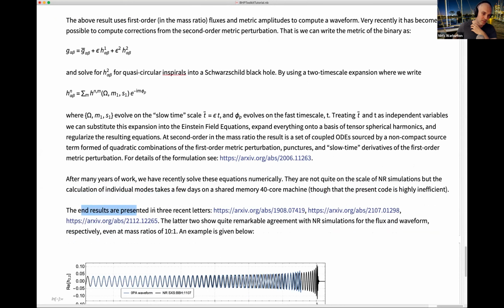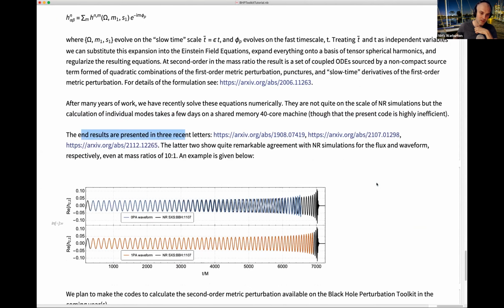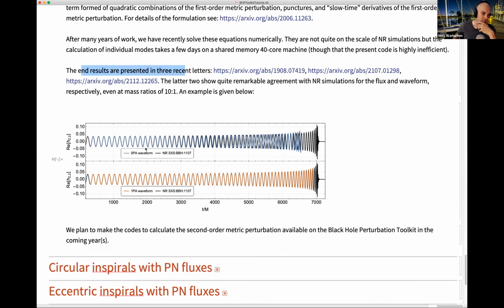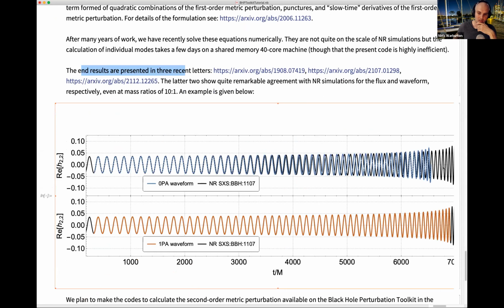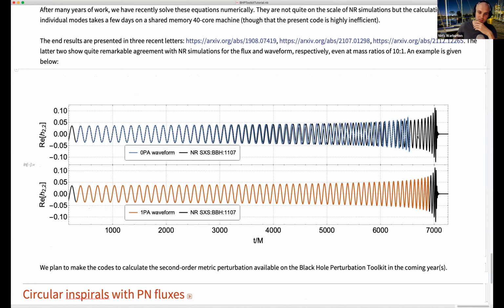If you're interested in this sort of stuff, then the results are presented in these recent letters. But just to give you a one figure summary, here is the comparison, it's expanded, between a numerical relativity waveform. Apologies, it's an SXS waveform in this case, but one done at Q equals 10. That's the black waveform in both of these. The blue curve is the adiabatic waveform we just computed above. It's exactly that, no different.